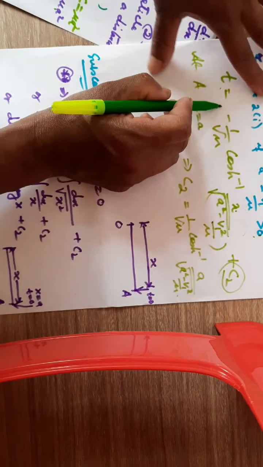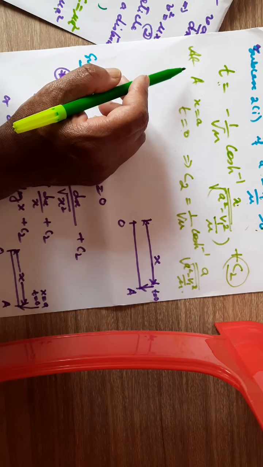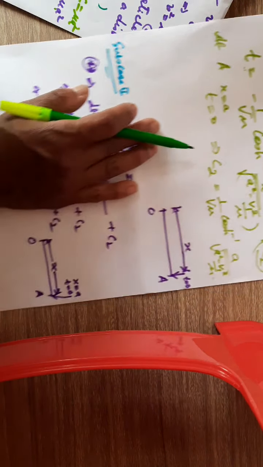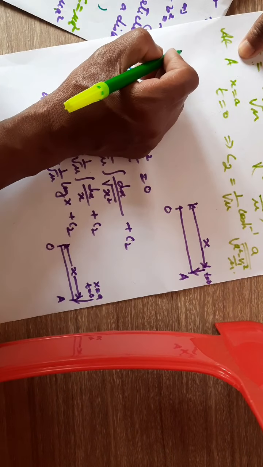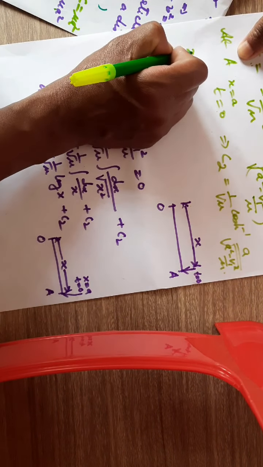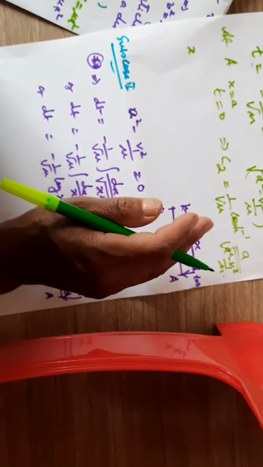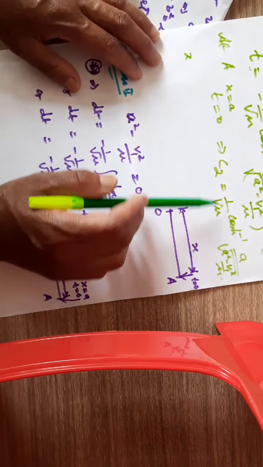Then substitute it here and you'll get the relation between time and distance. After getting the relation between time and distance, you'll get the relation of x in terms of t also, to evaluate the value of x. So that one will be for subcase 2.1.